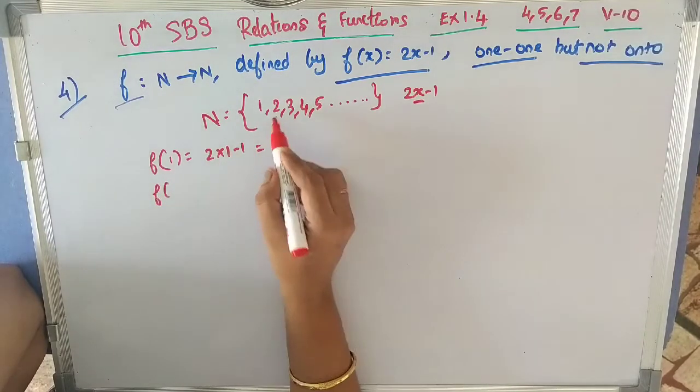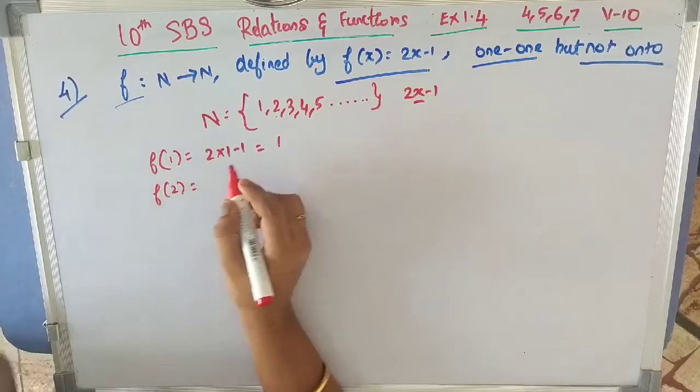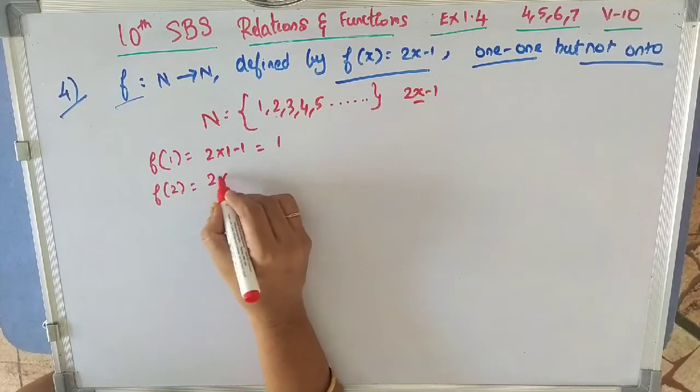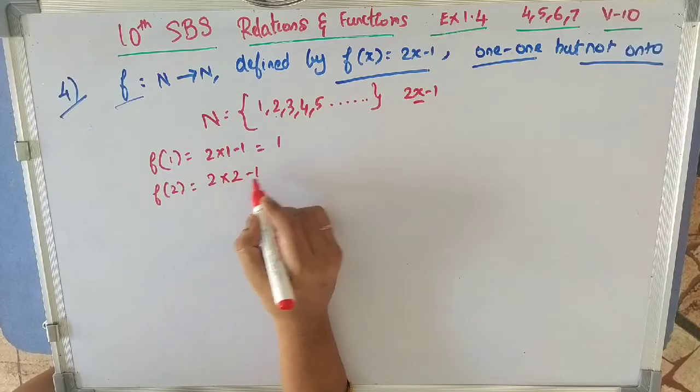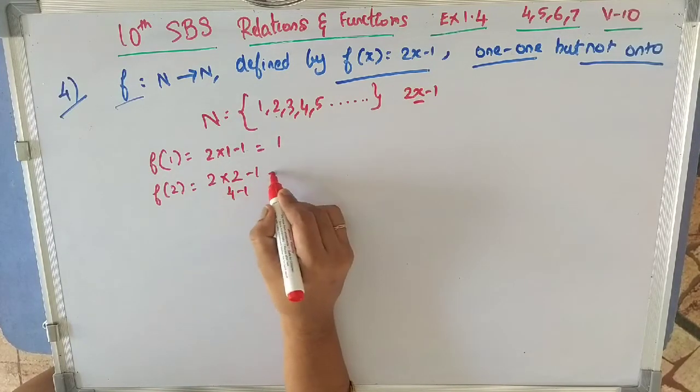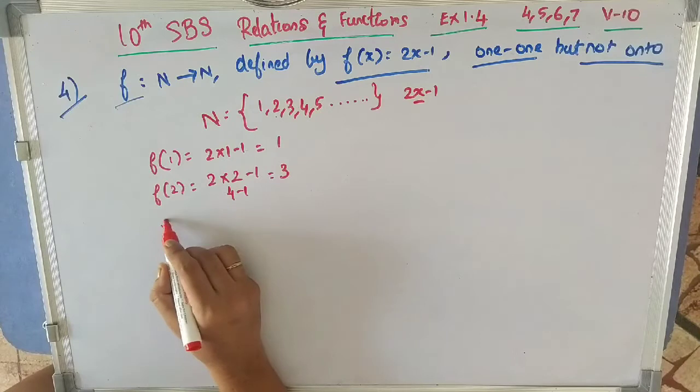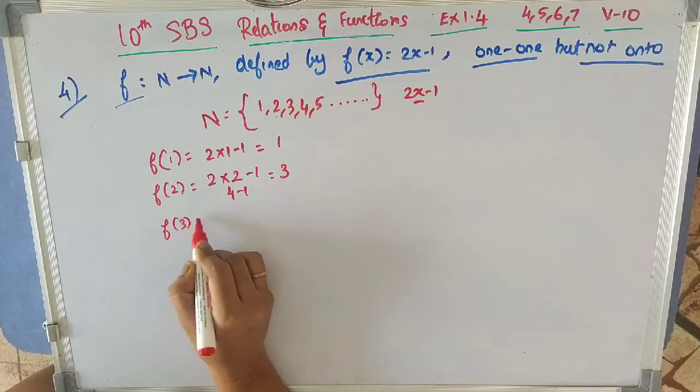Now what is f of 2? 2 into x minus 1, so 2 into 2 minus 1. So 4 minus 1, that is 3. Clear? Now what should we do? f of 3. Very good.